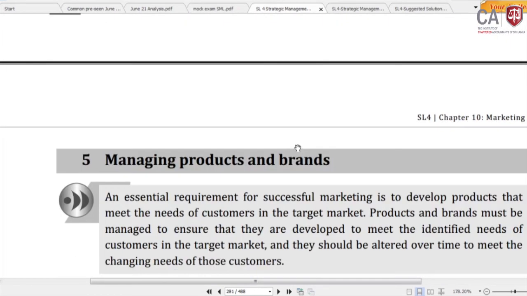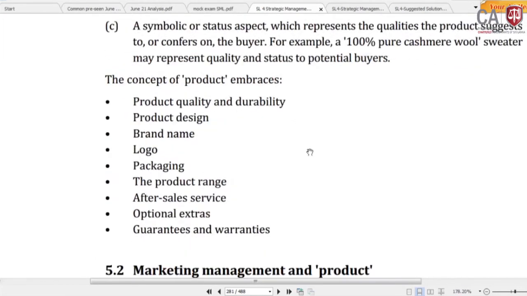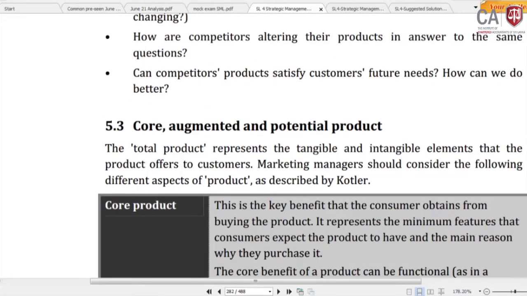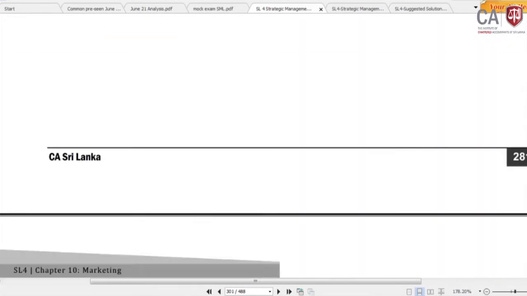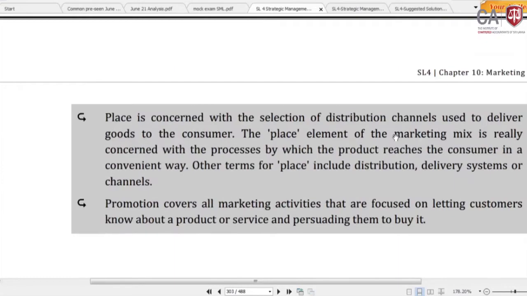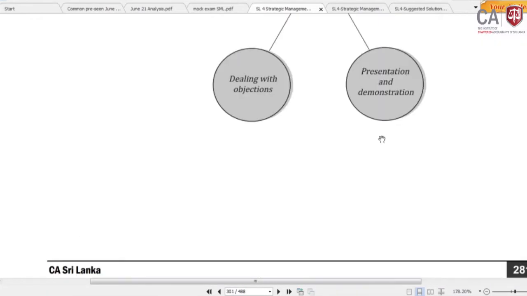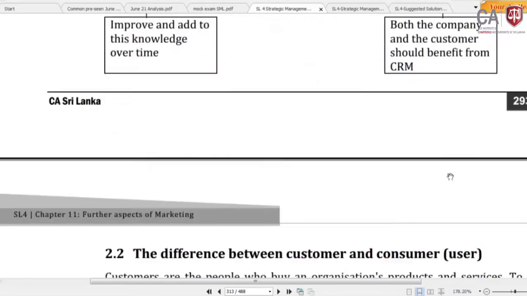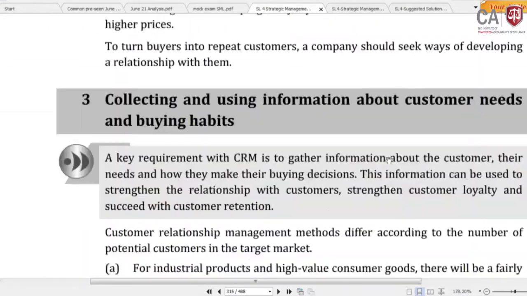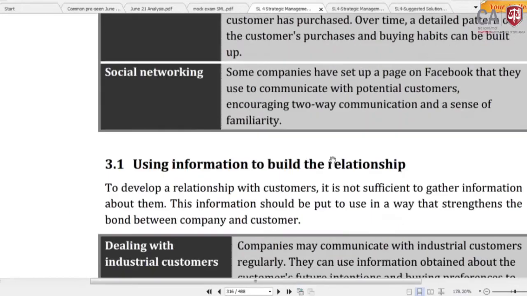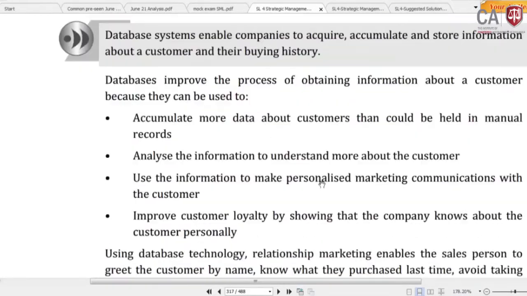In addition to this, there are 3 other variables for services. What are the 3 additional things which come under services? You know that one, think about that. 3 additional things: people, processes and physical evidence.